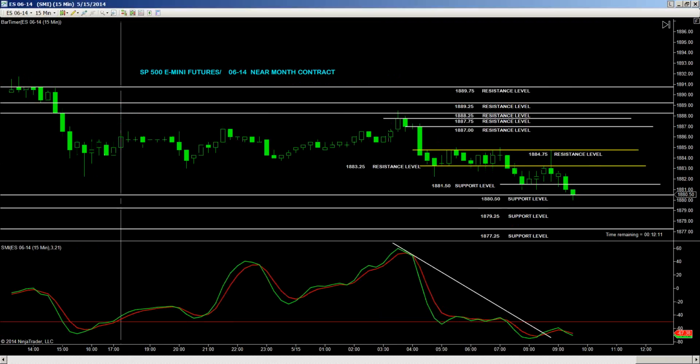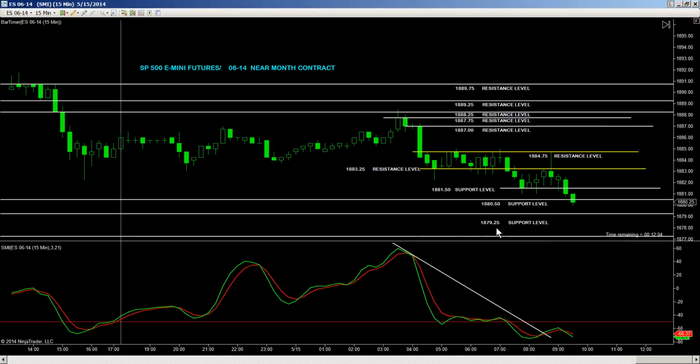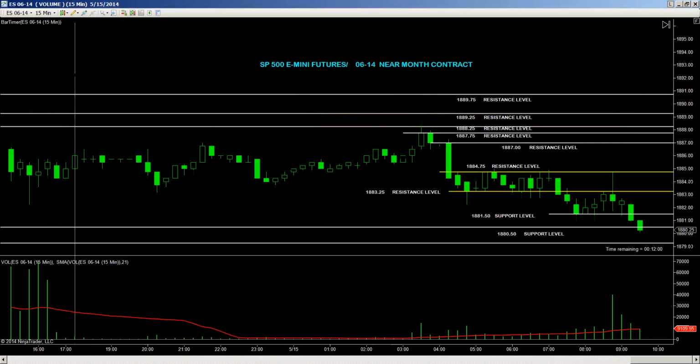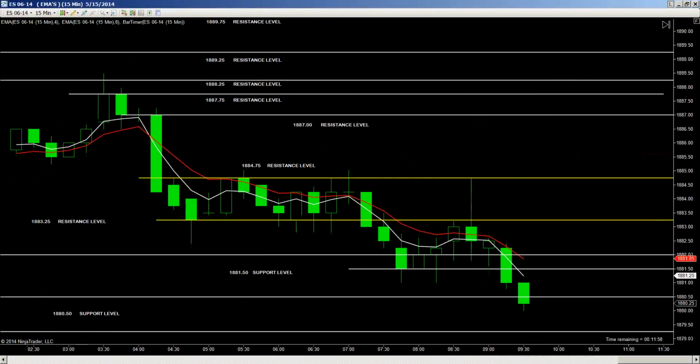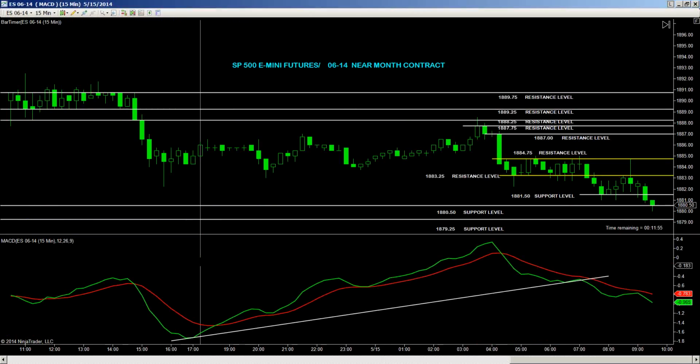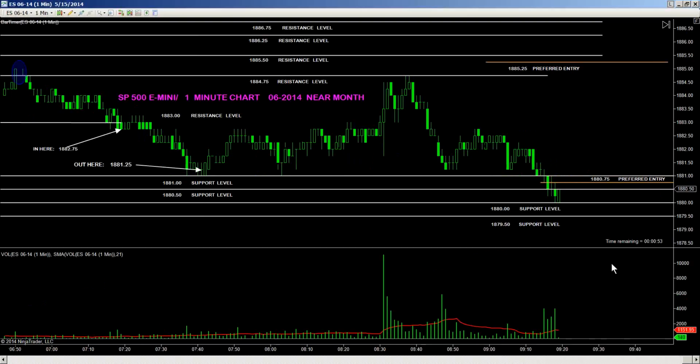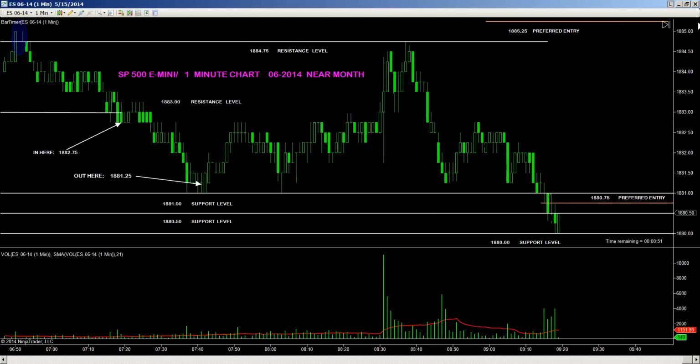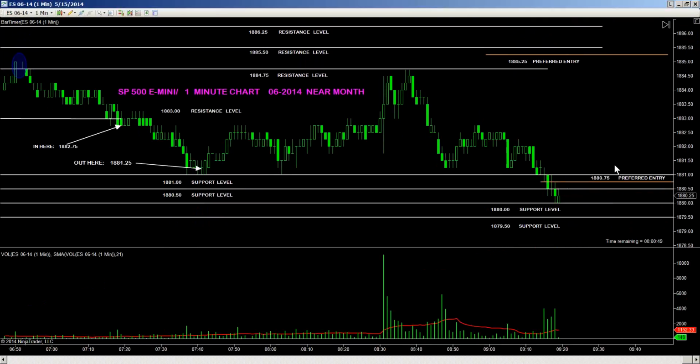Back to the 15-minute charts. Let's take a look around the block. Getting below the 1880.50 level was necessary. The next target to the downside is 1879.25 on the 15-minute chart. Clear, clear, clear. 1879.25. Where the market may open.